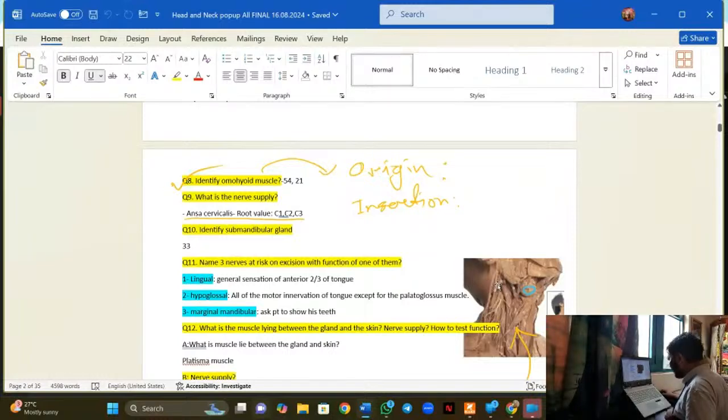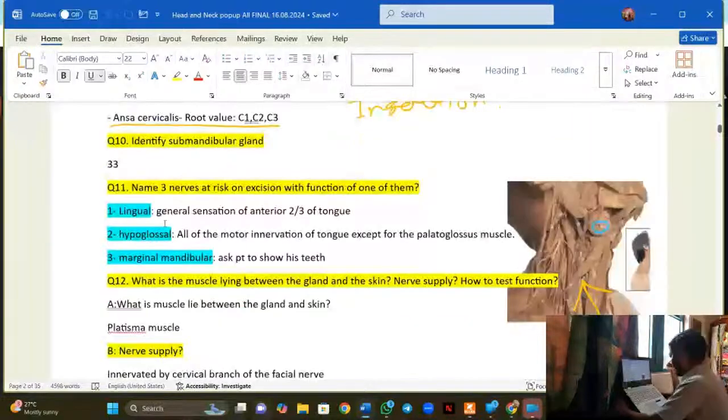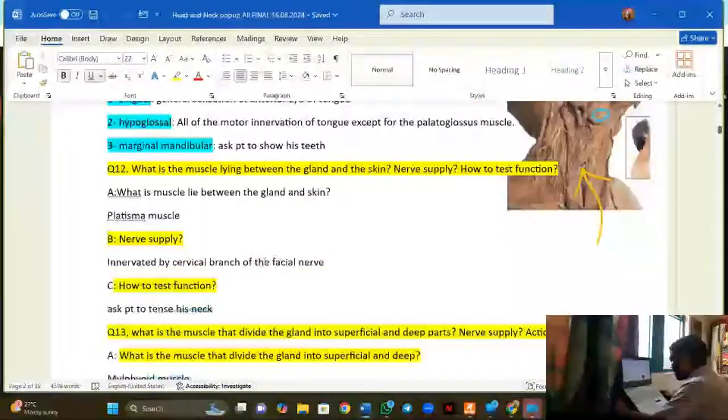Identify submandibular gland. Submandibular gland number 33. Lingual nerve carries general sensation of the anterior two-thirds of the tongue. What is the muscle lying between the gland and the skin? Platysma muscle. What is the nerve supply? Cervical branch of the facial nerve. How to test it? Ask the patient to tense his neck muscle.